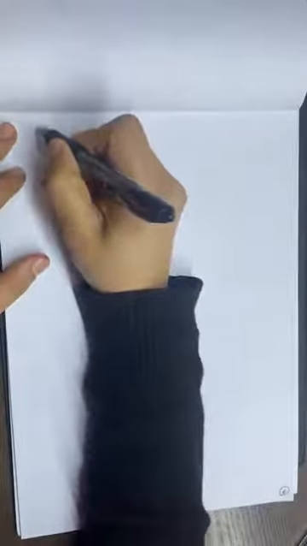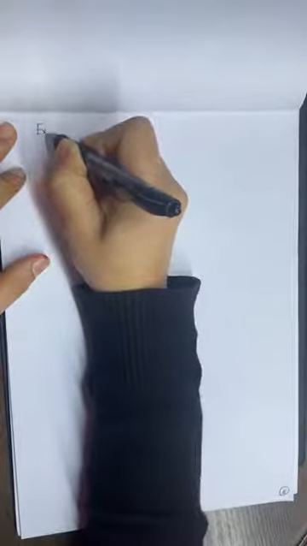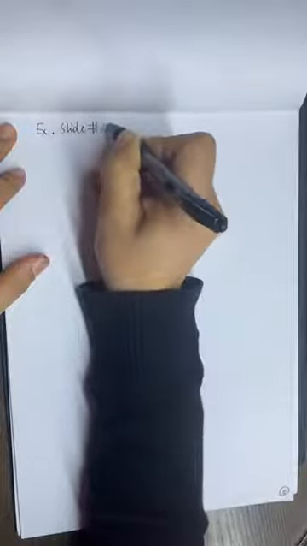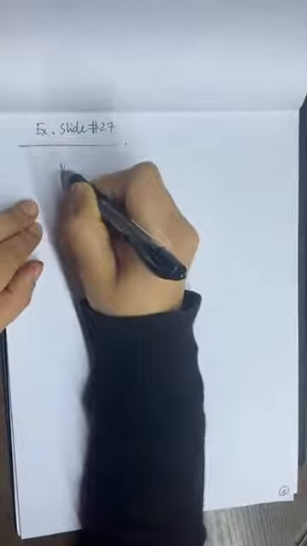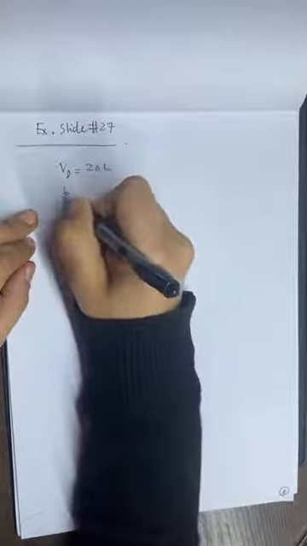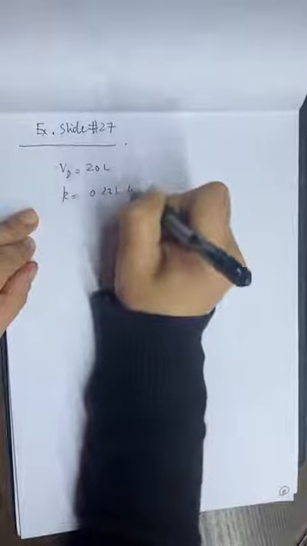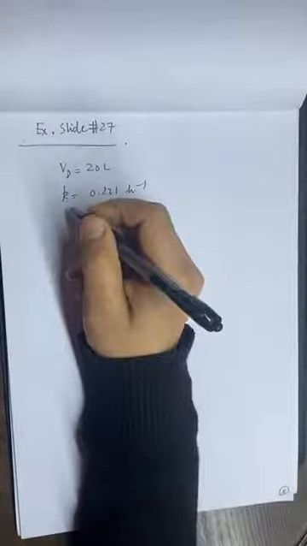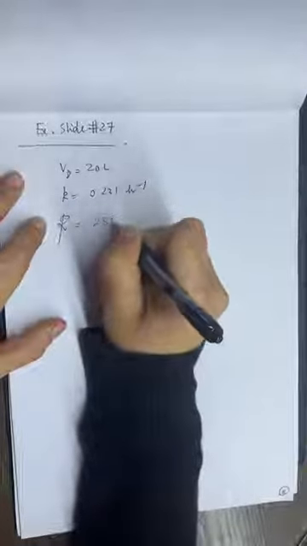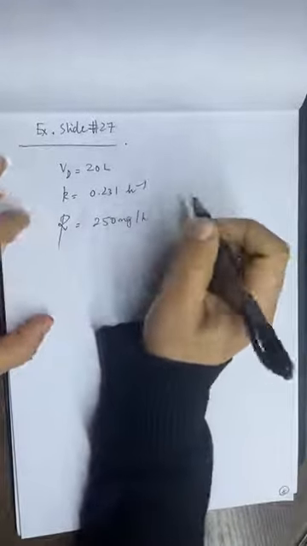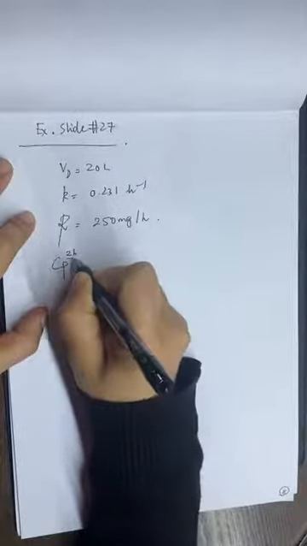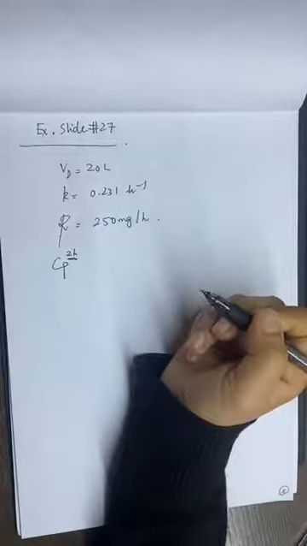This is the exercise that you have on slide number 27. If you have volume of distribution equals 20 liter and K equals 0.231 hour minus 1, this drug is given as an IV infusion with a constant infusion rate R equal to 250 milligram per hour. It's asking you to determine the concentration at 2 hours of the drug infusion.